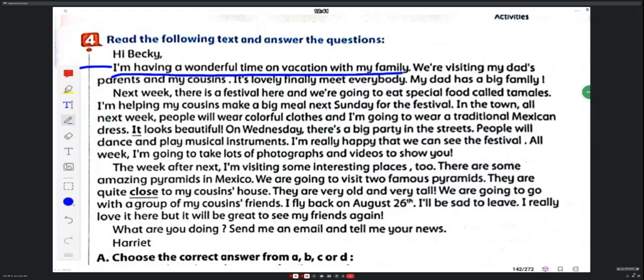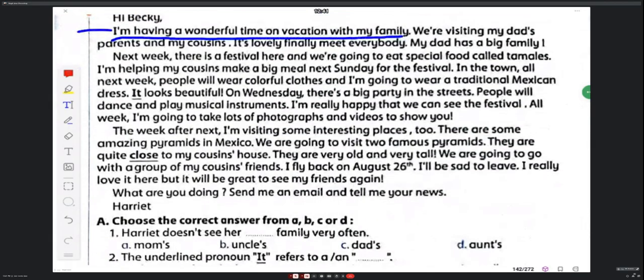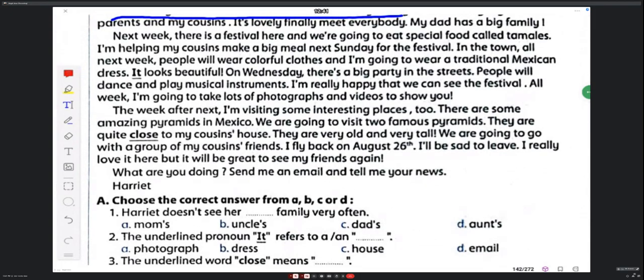The week after next, I'm visiting some interesting places too. There are some amazing pyramids in Mexico. We are going to visit two famous pyramids. They are quite close to my cousin's house. They are very old, and we are going to go with a group of friends. I fly back on August 26th. I will be sad to leave. I really love it here, but I want to see my friends again.